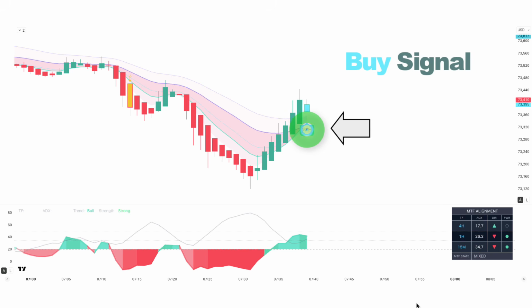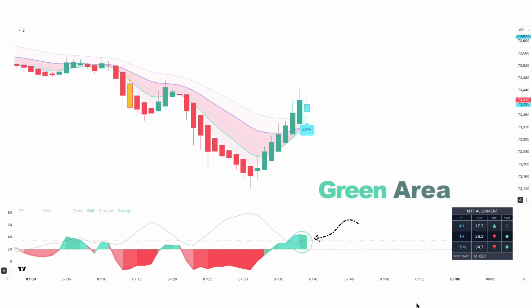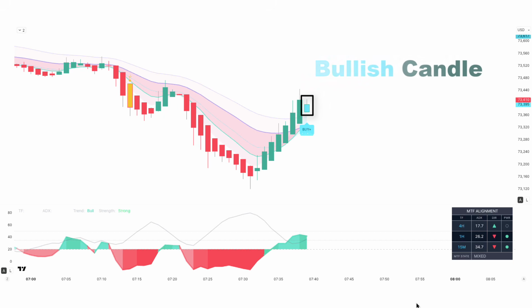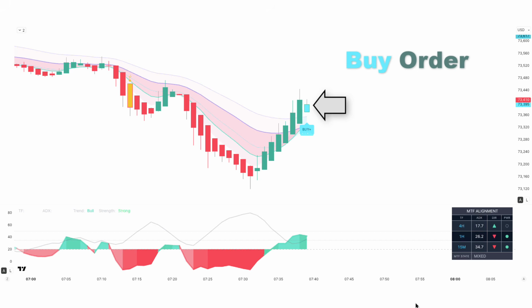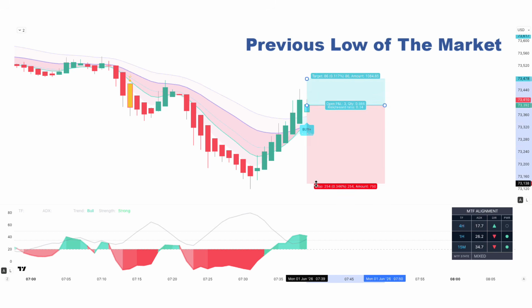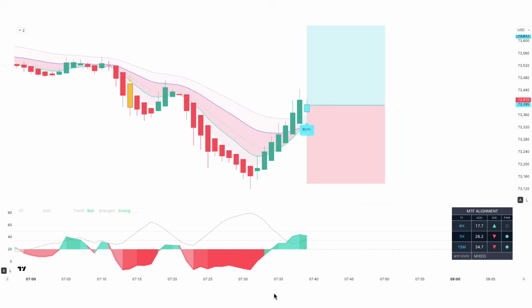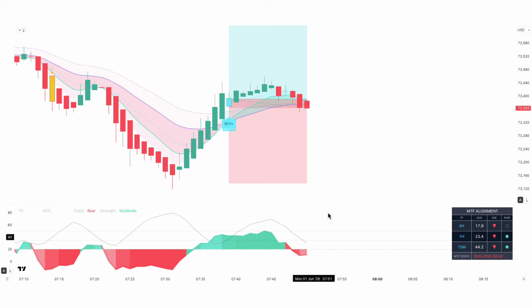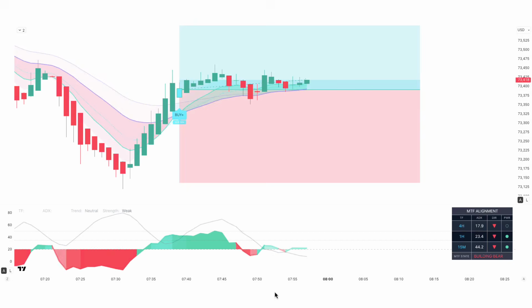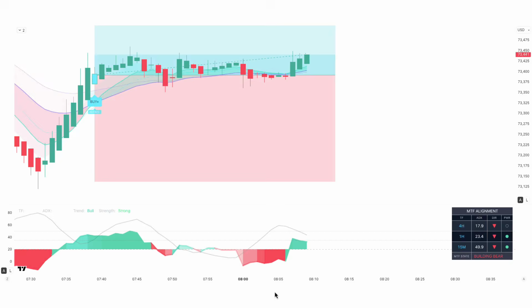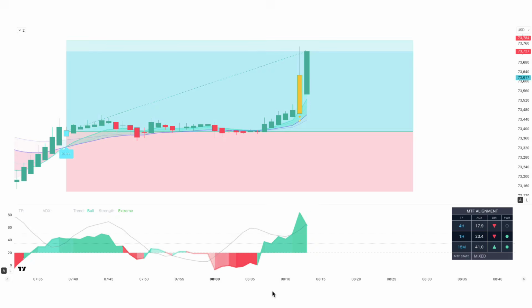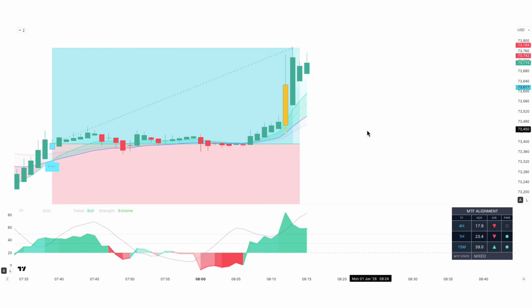Here, the Neural Confluence Engine label up of this indicator is a buy signal. Here, the ADX-DI histogram indicator is a green area. Here, the market has made a bullish candle to give confirmation. So all our conditions are being fulfilled, so we are placing an order to buy. Our stop loss is to be placed at the previous low of the market, and the risk-to-reward ratio will be 1:1.5. Let's see what happens to our trade. Our trade is running in profit. We have won the trade. Let's find the next trade.